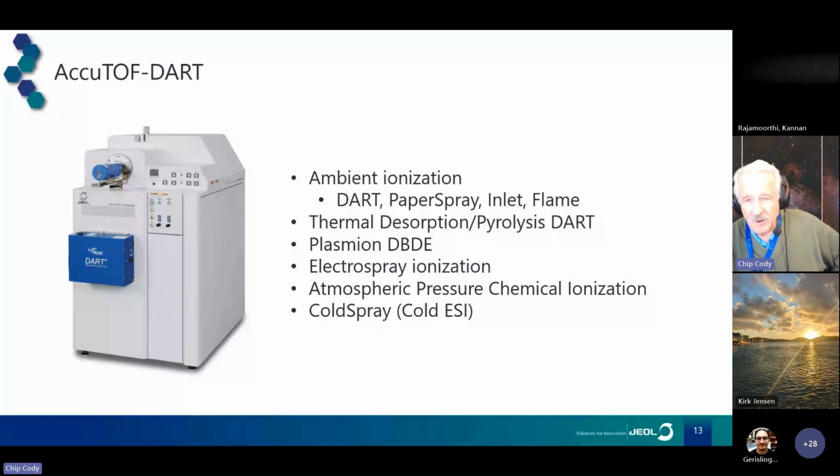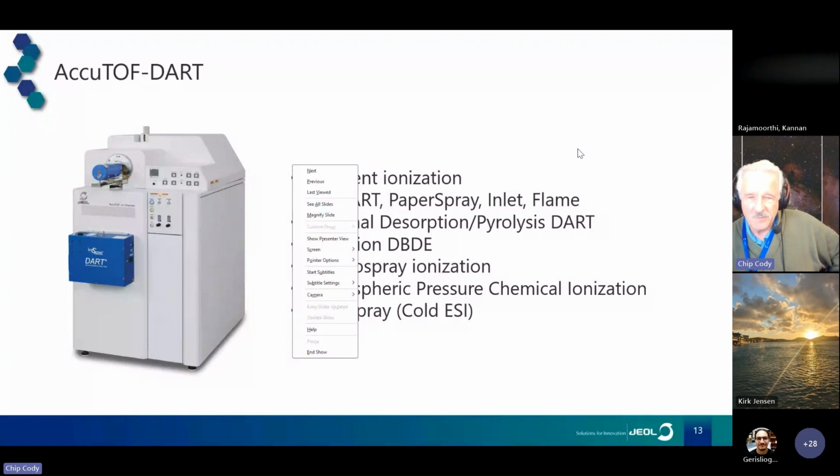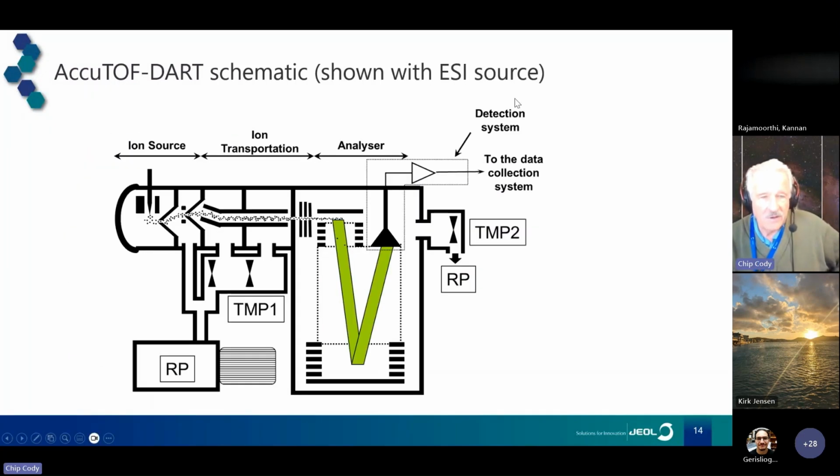But thermal desorption and pyrolysis DART is good. We've also used the plasma and DBDI source, electrospray, APCI, and cold spray. The really major part of this, though, that's relevant is the DART source. And here's a short schematic of the whole thing.